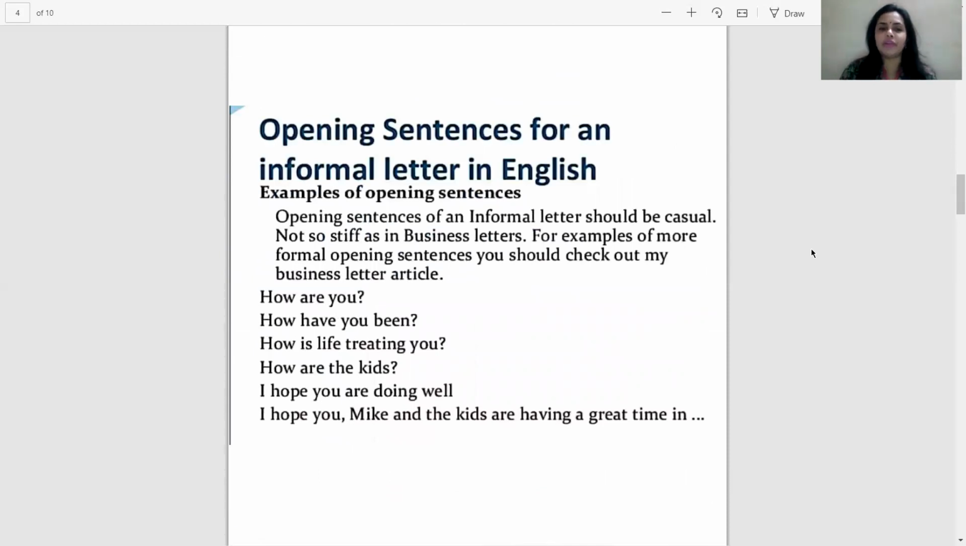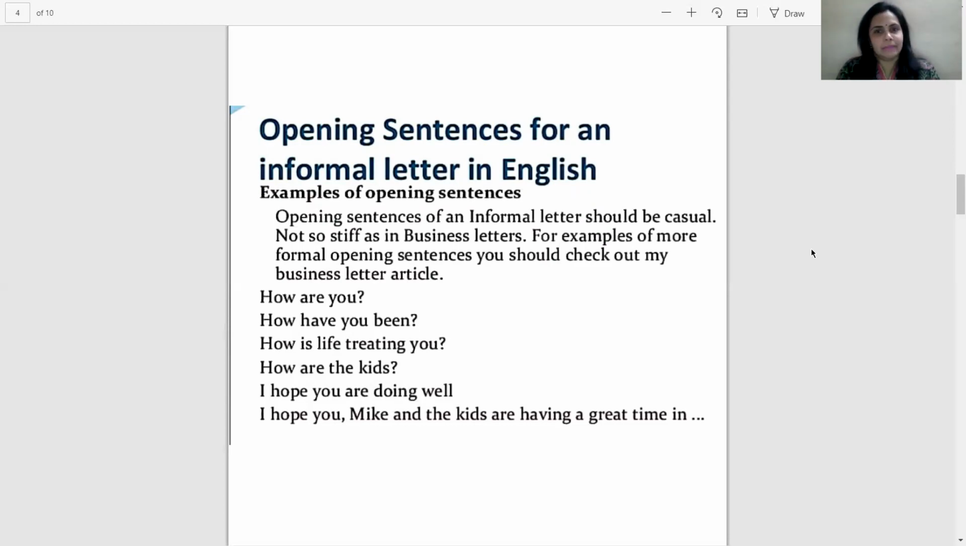Here are a few phrases. We will discuss a few sentences rather, because they are not only phrases, they are complete sentences, of how you can begin your letter, an informal letter especially. The opening sentence of an informal letter should be casual because it is informal. We are not using it for office purposes, we are using it for our friends. So with friends, families and relatives, we always remain casual.